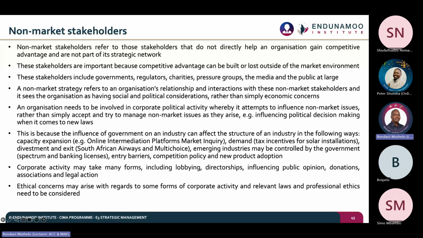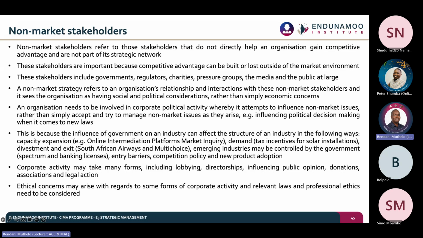How can we do that? Why should it matter first? Because the government has got so much power and they can change the rules of the game. We have seen them with the recent online intermediation platforms market inquiry, where they were challenging the likes of Takealot. And they went to the point where they said, Takealot, you need to split your business between the marketplace as well as the retail business. So they were imposing capacity expansion issues on Takealot.